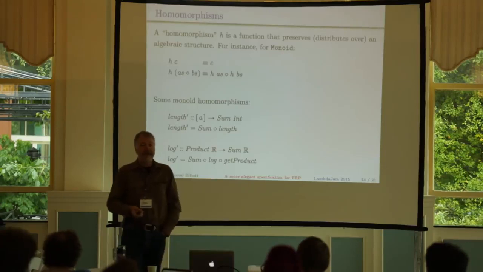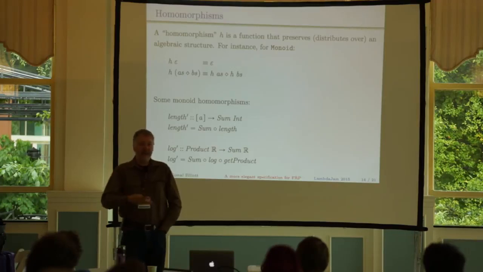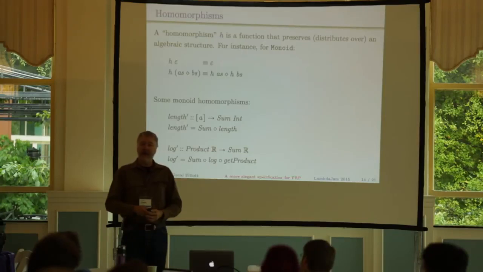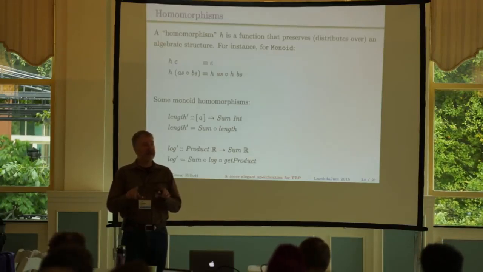Now, here are some examples. If you have a list and you want to be able to take the length of it, so we've got lists and we have a function length. Now, there's an interesting property about the length function, which is that if you take two lists, take each of their lengths and add them up, you get the same result as if you had concatenated the lists and then taken the length.